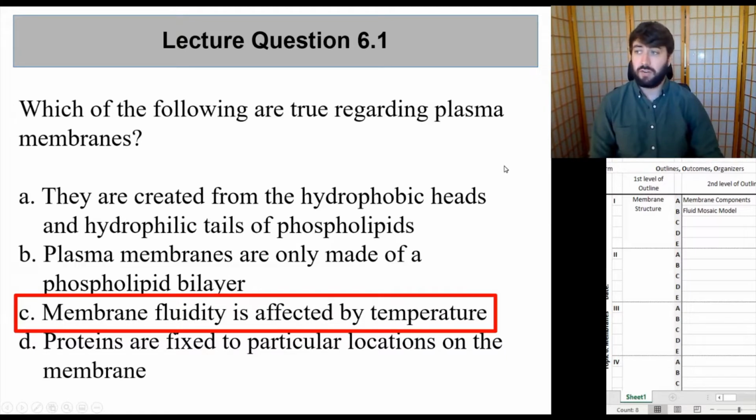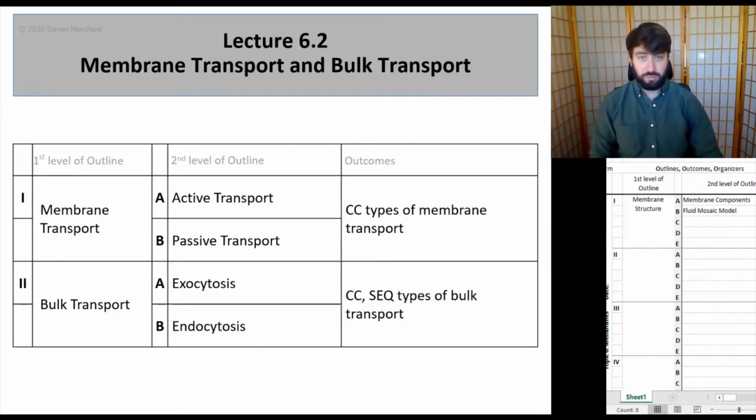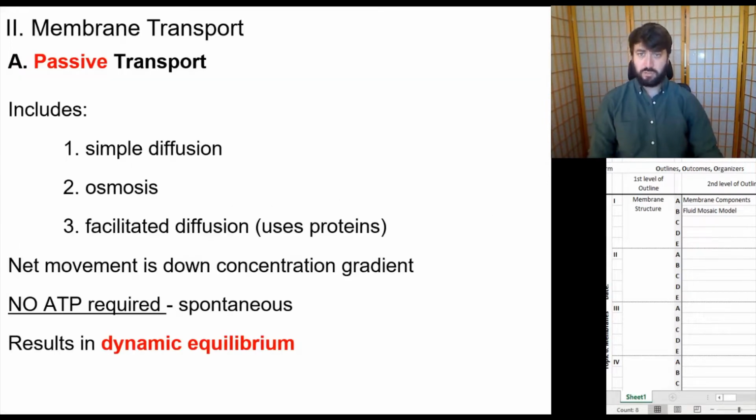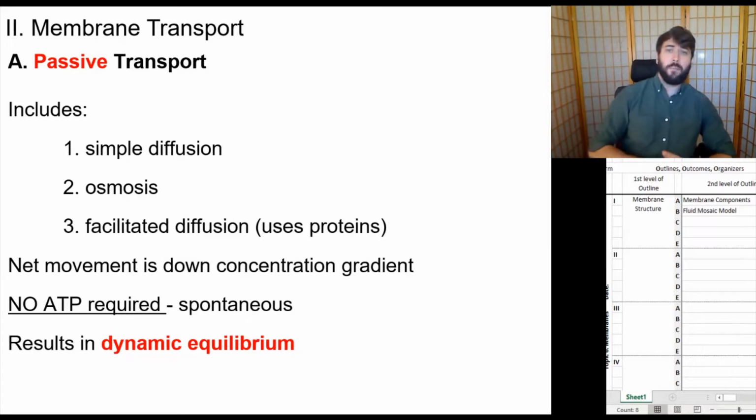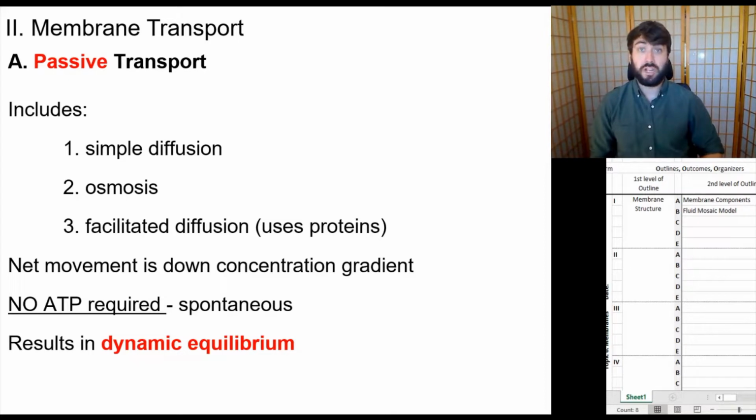Anyway, back to the content for today, specifically membrane transport and bulk transport. So let's go into specifics about, I kind of left off a general introduction to what transport is, what passive and active transport is. So let's talk a bit more specifics of it now, right? Starting with passive transport. So there are kind of three different kinds of passive transport: simple diffusion, osmosis, and facilitated diffusion, which uses proteins. We'll get to that.